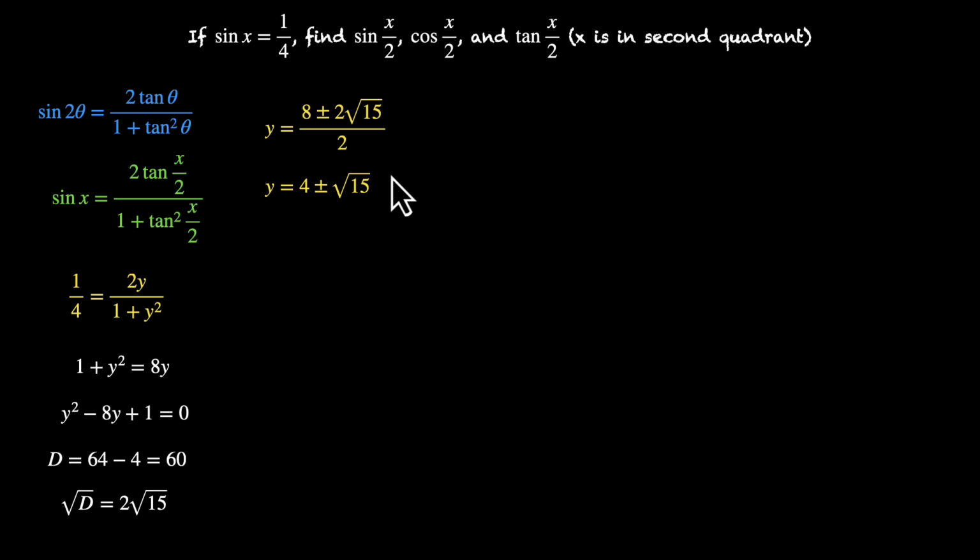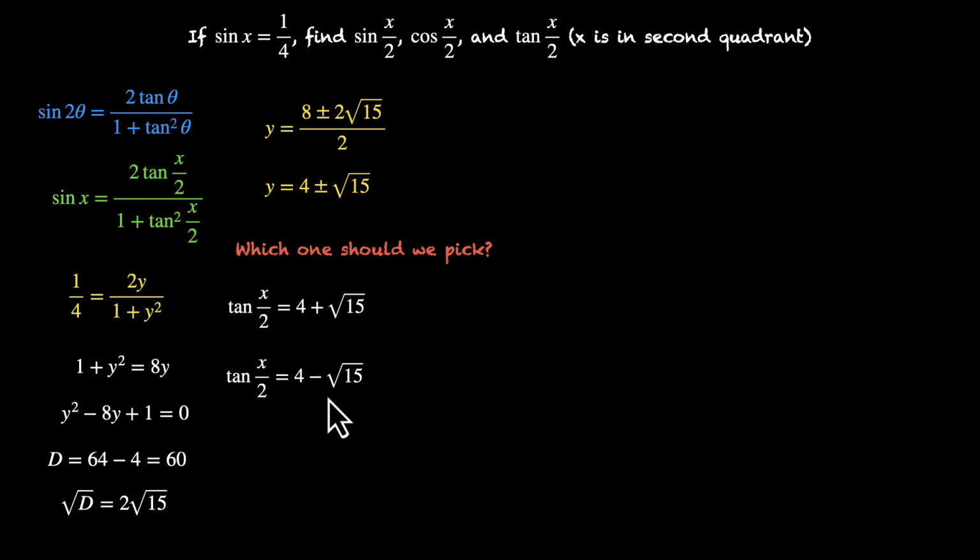Which one should we pick? Should we pick 4 plus root 15 or 4 minus root 15? So which one should we pick? Is our tan x by 2 4 plus root 15 or is it 4 minus root 15? Let's consider both the cases. If this is the case, this value is more than 1. And if this is the case, this value is less than 1. Tan is more than 1. This means our input is more than pi by 4. And tan is less than 1. This means our input is less than pi by 4.